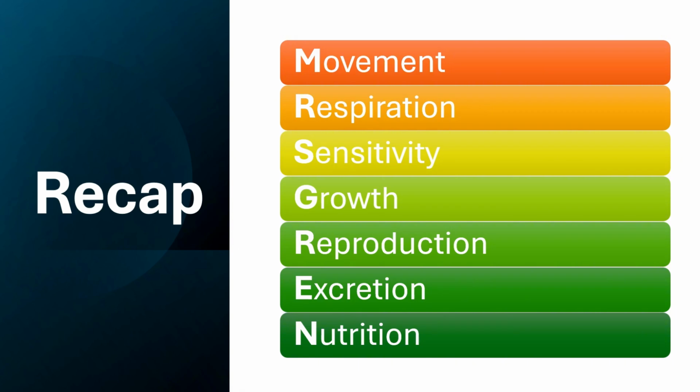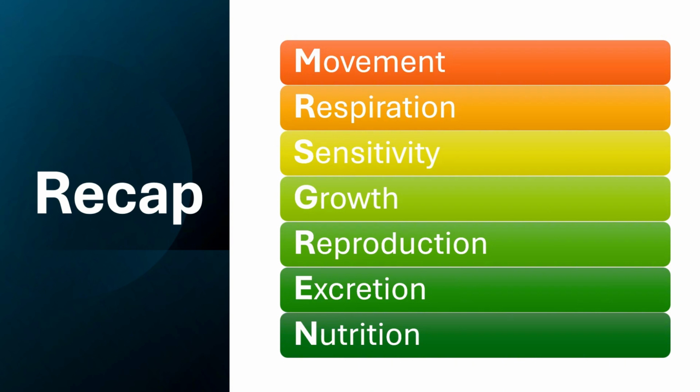We have now covered the seven pillars of life. Whether an organism is a tiny unicellular bacterium or a massive multicellular animal, plant, or a tree, it must exhibit these seven characteristics to be considered truly alive. Let's do one last quick check for our MRS GREN list. That is movement, respiration, sensitivity, growth, reproduction, excretion, and finally nutrition. Together, these characteristics define the very essence of life.